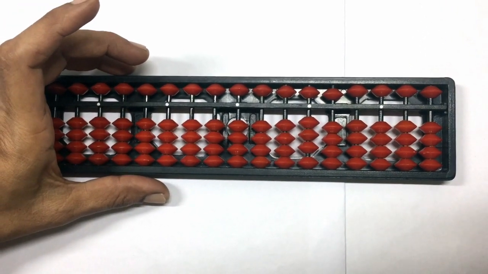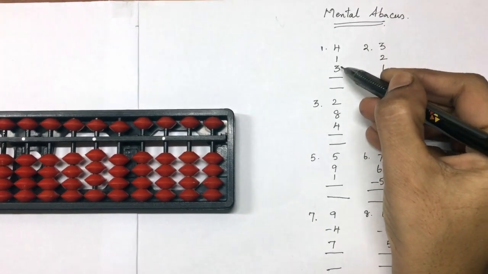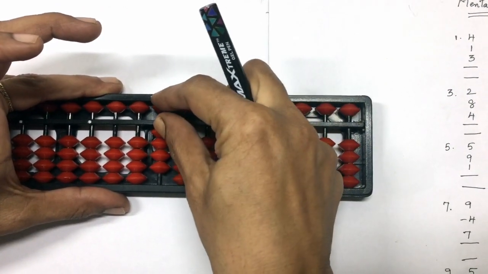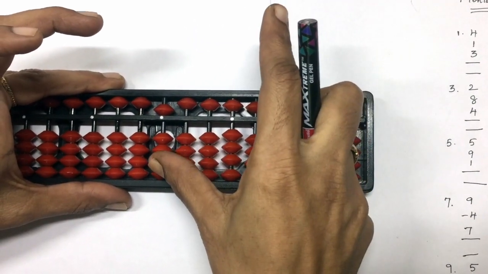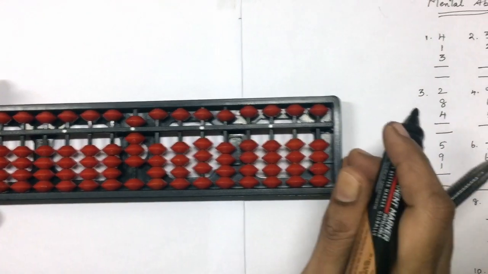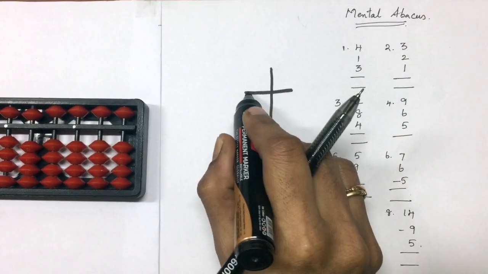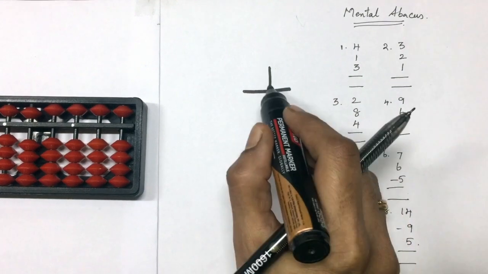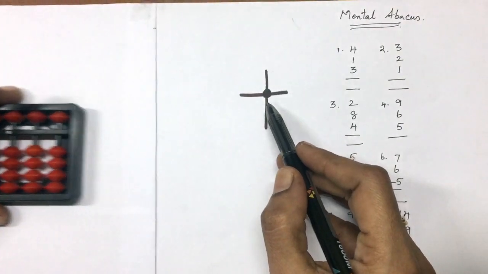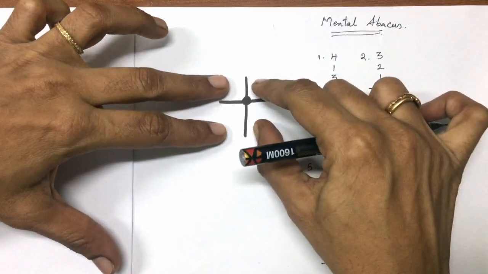Now we'll start with the first sum. 4, 1, 3. 4 to add 1. This is the way to add 1, 3. Answer is 8. Now we are going to do the sums without abacus. So this is the bar, rod and this is the center point. 4, 1, 3. 8 beads are touching here.